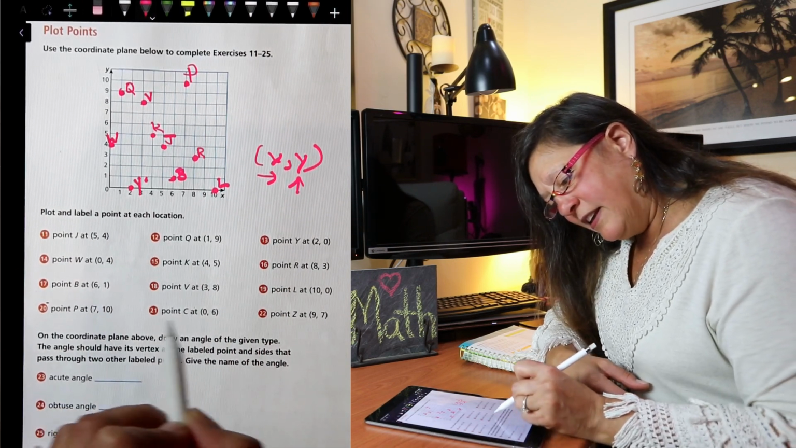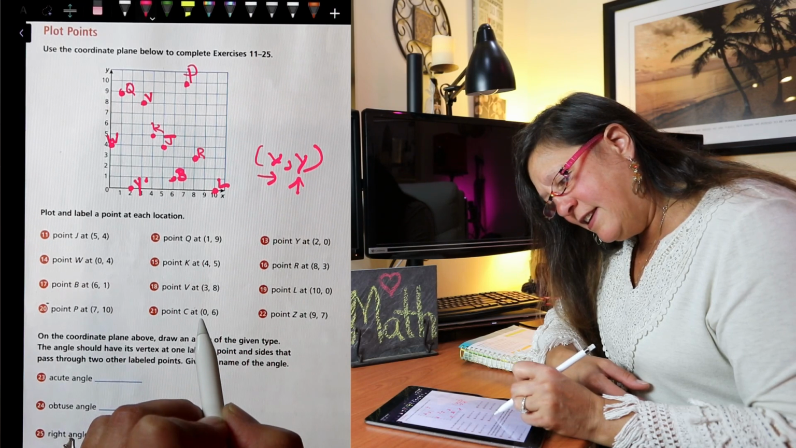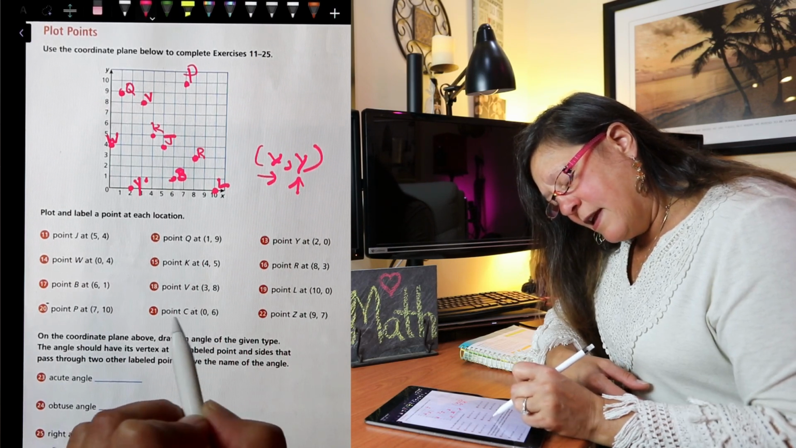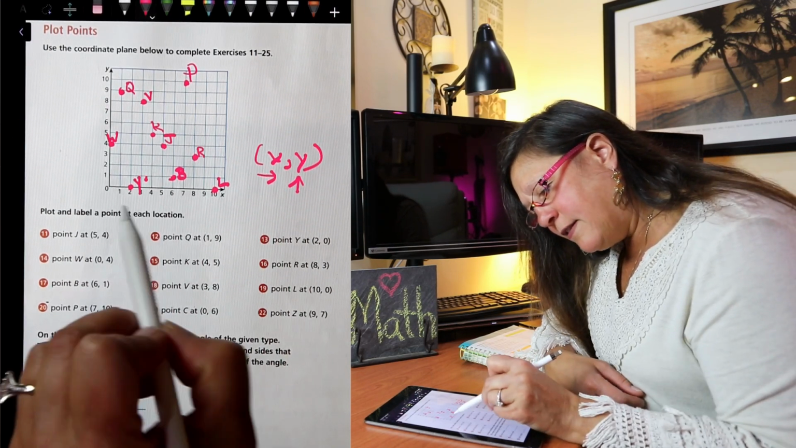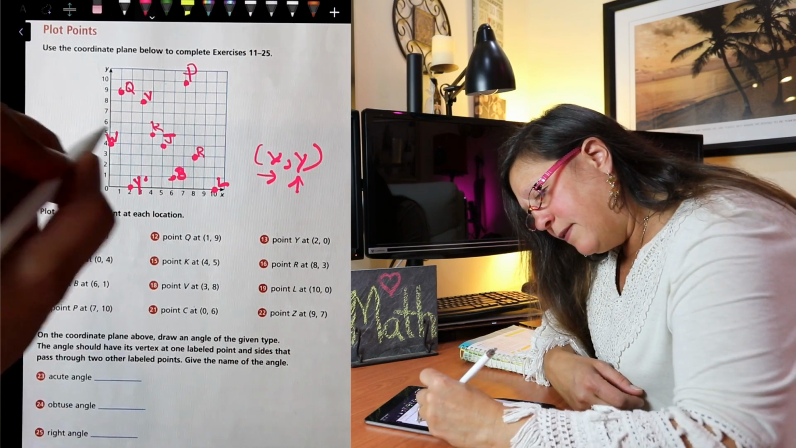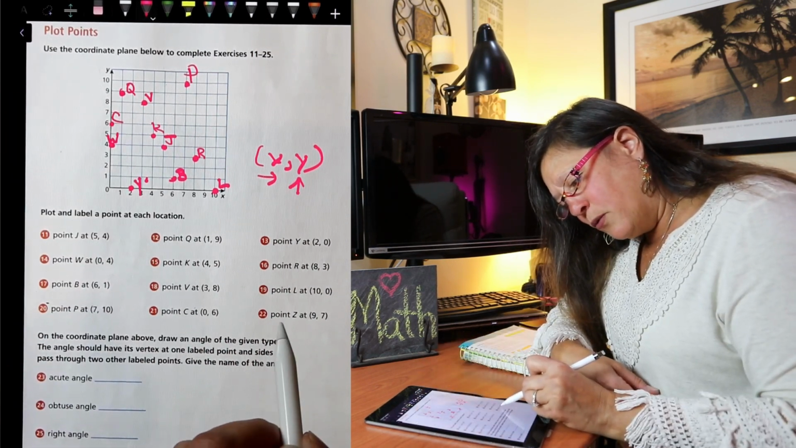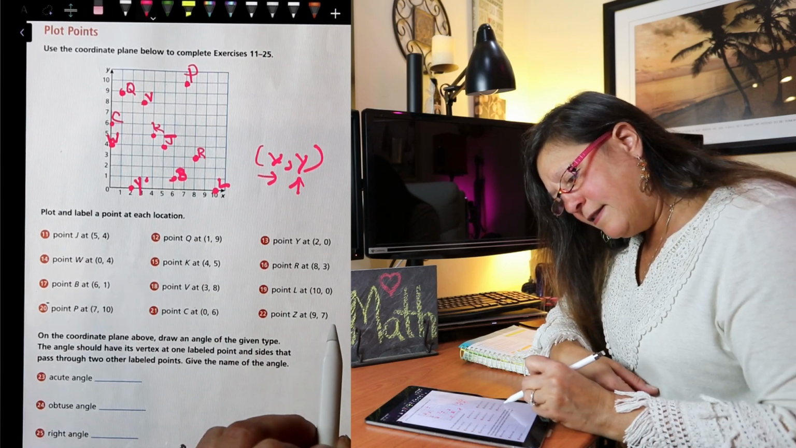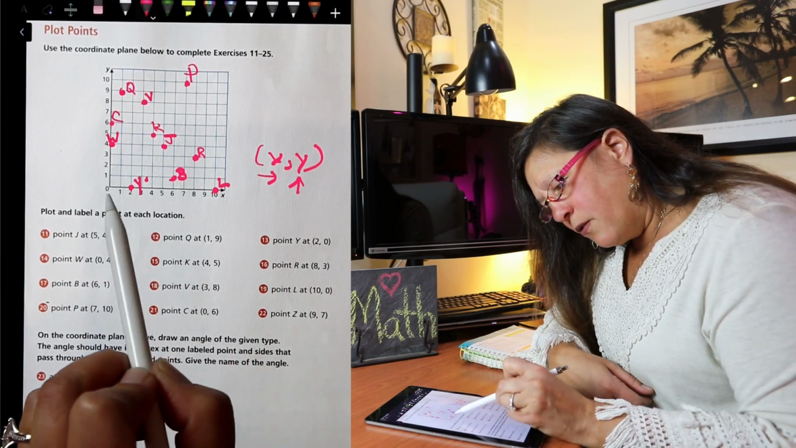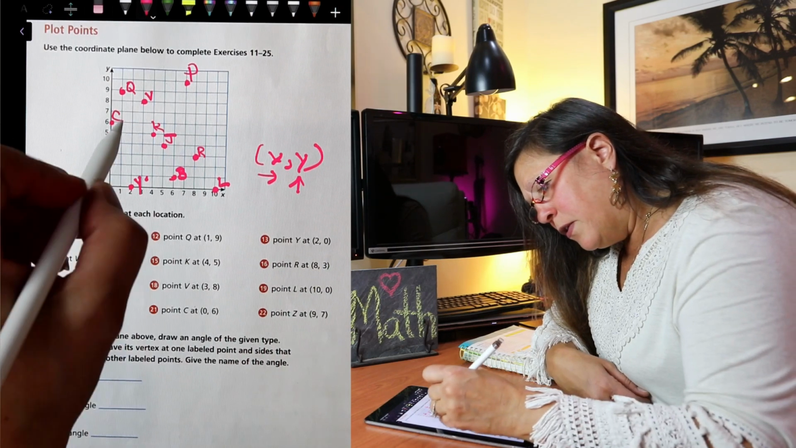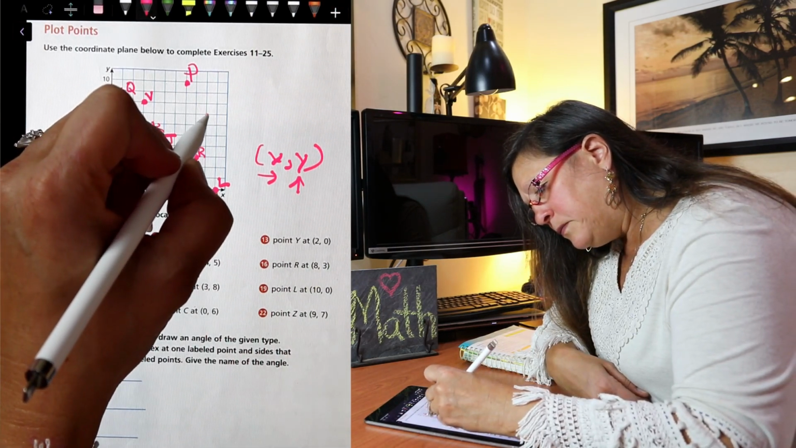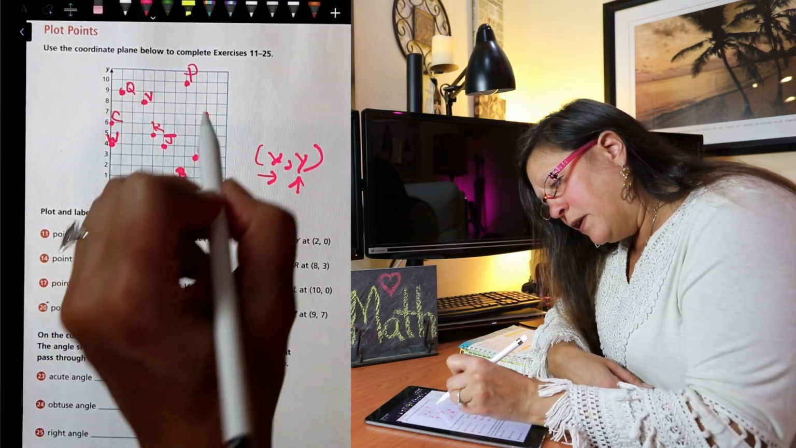Okay, 21, we're at point C. We did P, okay, C. Point C at 0, 6. Over 0, up 6. And 22, point Z, 9, 7. So over 9, up 7, and that is point Z.